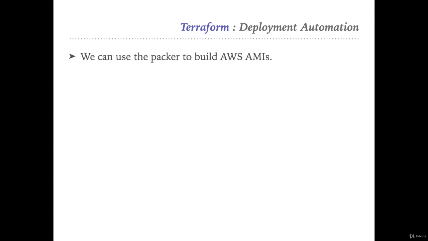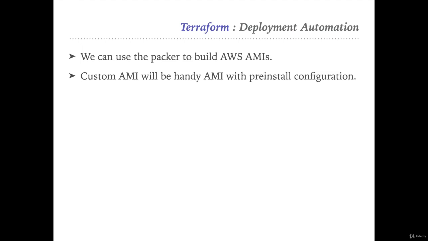In our case, we can use Packer to build AWS AMIs. Till now we were using the AWS image-specific or OS-specific AMI, but with the help of Packer we can create our own AMI. The next benefit of Packer is that the custom AMI will be a handy AMI with pre-installed configuration. Till now we have seen that with the help of local-exec or remote-exec, we install the AMI, then we install a few software on that particular AMI, right? And then we start the application.